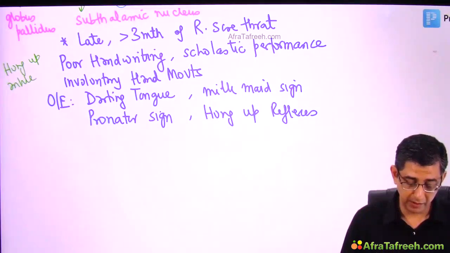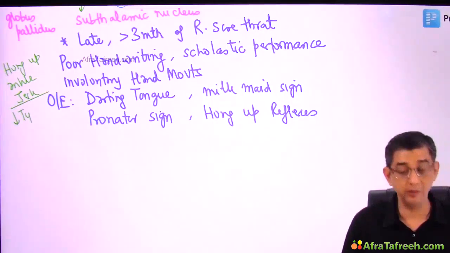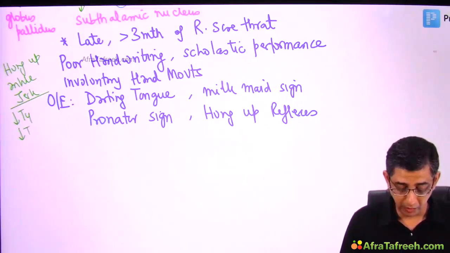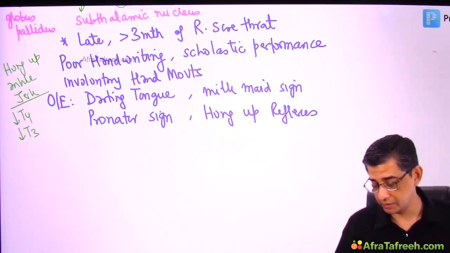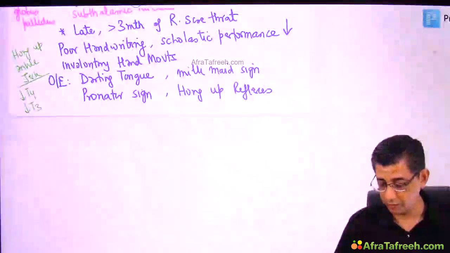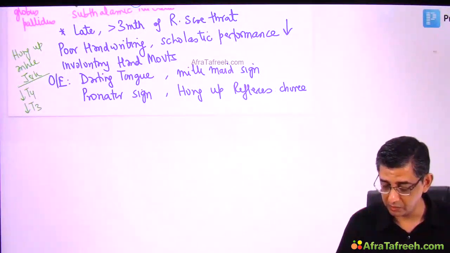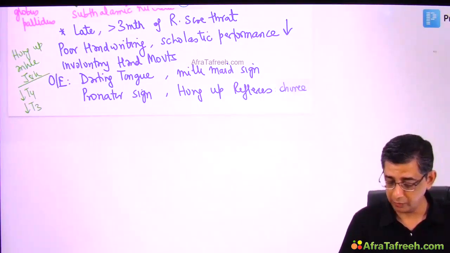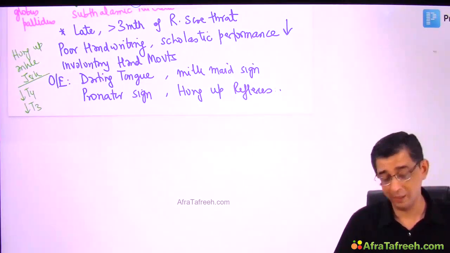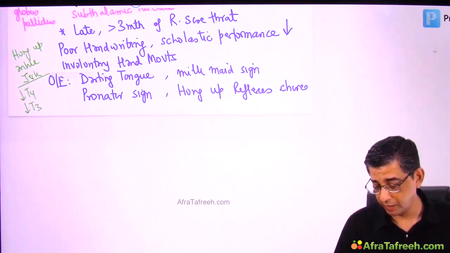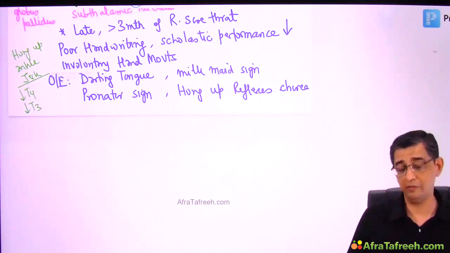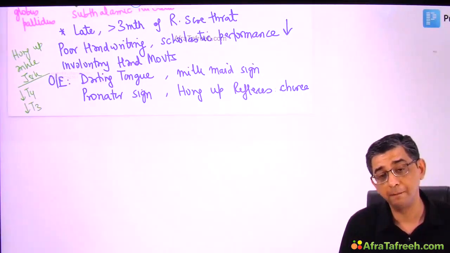Mark my words here, guys. Hung up ankle jerk is a feature that you will encounter with hypothyroidism. But hung up reflexes is a feature that you encounter with the topic of interest, that is chorea. You can again see the minor difference in the terminology, which I don't want you to miss. So I'll repeat the fact once again. Hung up ankle jerk, hypothyroidism; hung up reflexes is a feature that is seen with chorea.